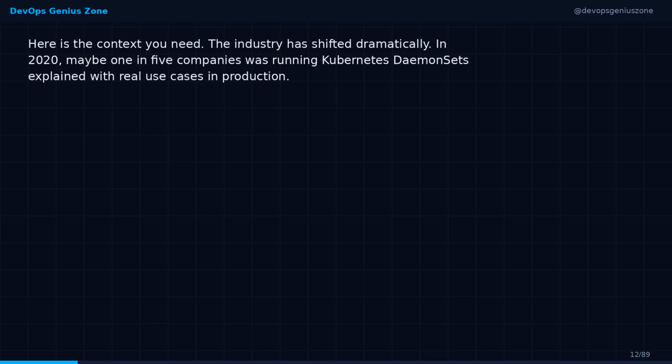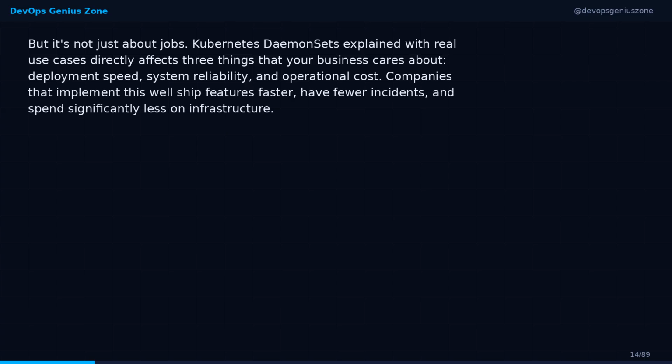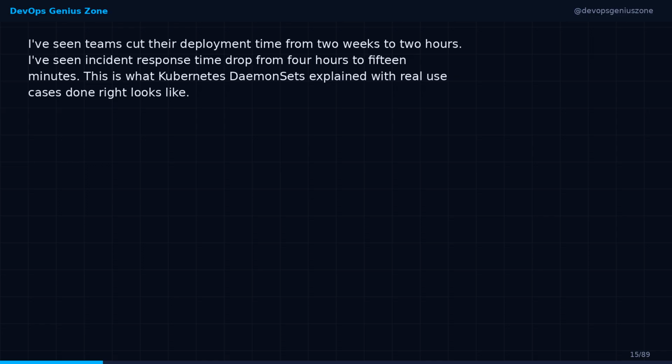Let's get into it. Here is the context you need. The industry has shifted dramatically. In 2020, maybe 1 in 5 companies was running Kubernetes DaemonSets in production. By 2025, it's standard. If you don't understand this deeply, you're competing for jobs against people who do. But it's not just about jobs. Kubernetes DaemonSets directly affect 3 things that your business cares about: deployment speed, system reliability, and operational cost. Companies that implement this well ship features faster, have fewer incidents, and spend significantly less on infrastructure.